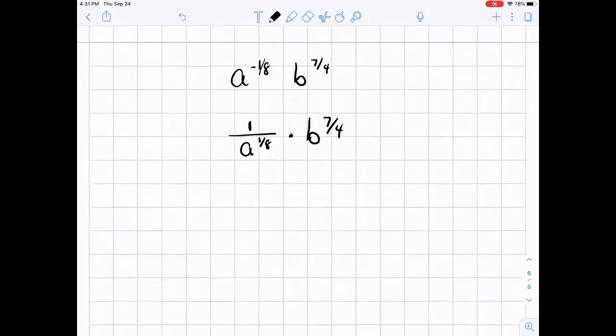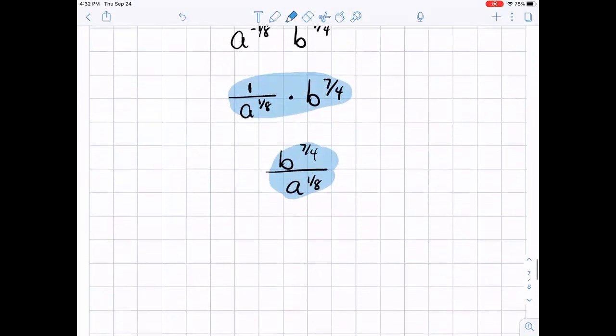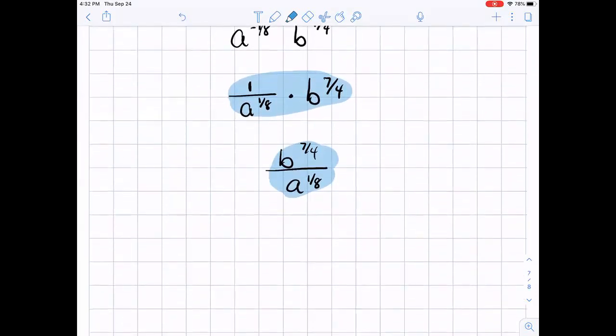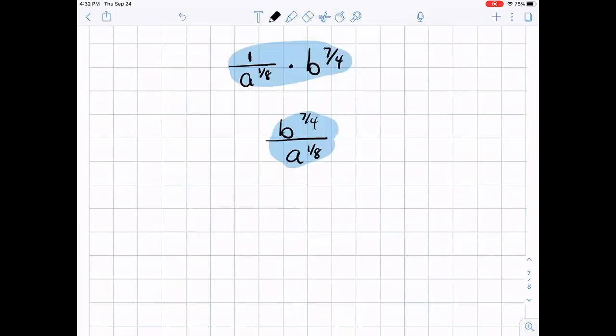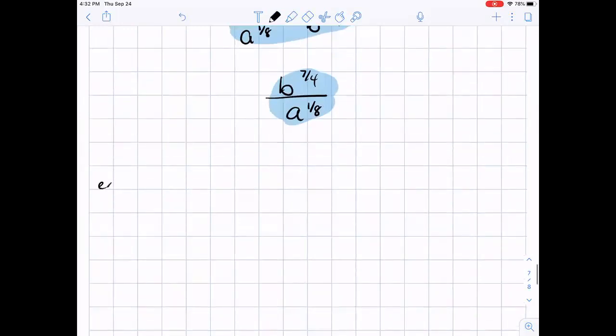And if you want, you can simplify this even further, so you get B to the 7/4 over A to the 1/8. Okay? So I will take either answer for now, since either one has the same meaning. Either one of them is correct. Obviously, I prefer the latter one over the second to last step. Let's look at another example. Simplify.